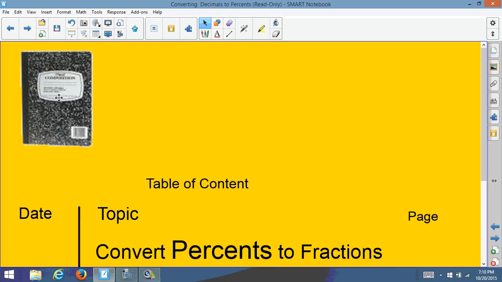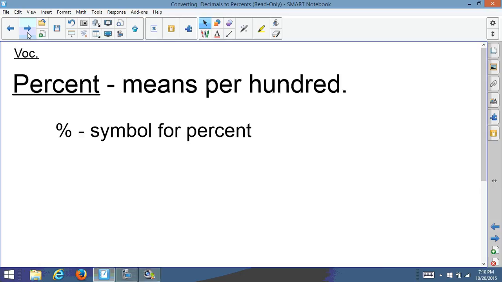So we're continuing our studies, and now we're going to go on with percents to fractions. So our vocabulary: percent means per hundred. There's the symbol for the percent.